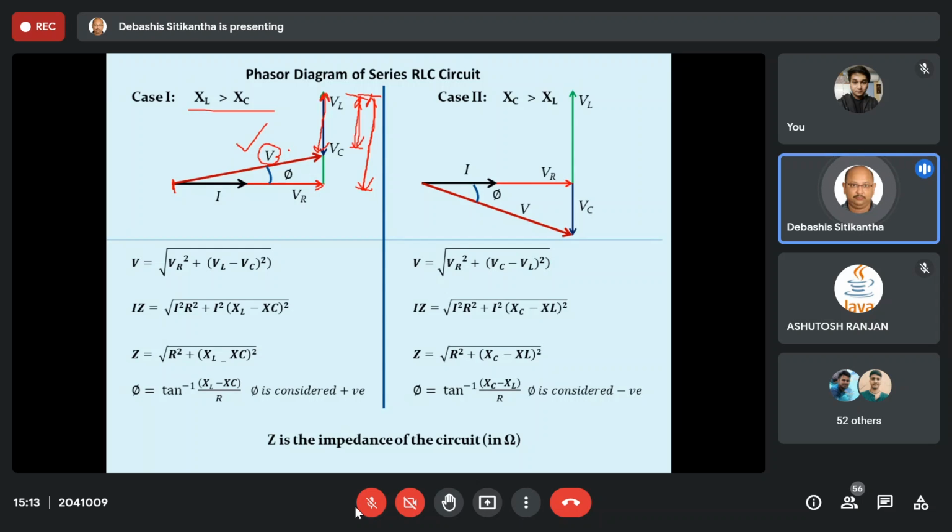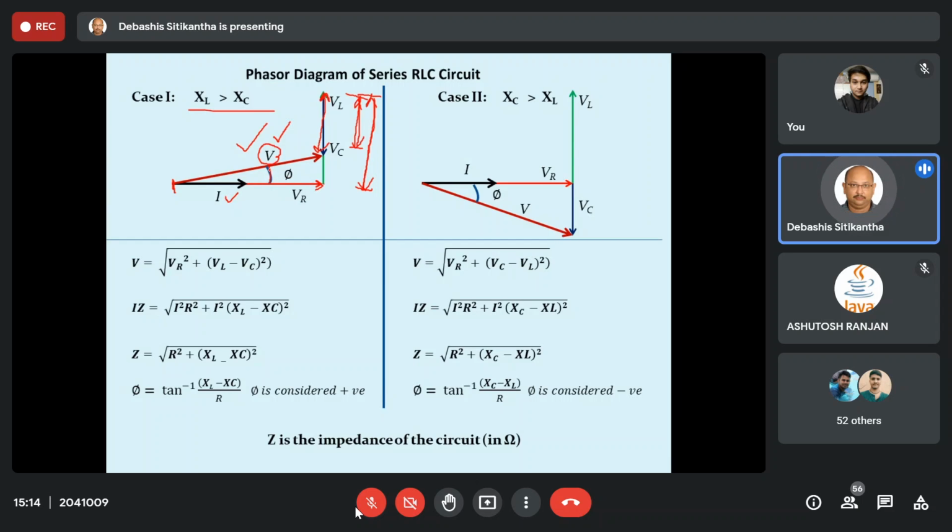Because I have told you that phi is nothing but the phase difference between the applied voltage and the final current flowing through the circuit. So the current flowing through the circuit is I, and the total voltage drop across the entire circuit, or applied voltage, is V. As you can see, they are inclined to each other by an angle of phi.